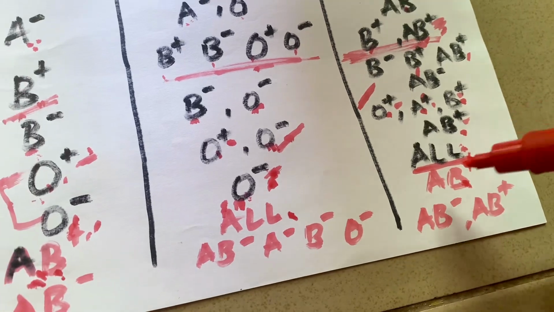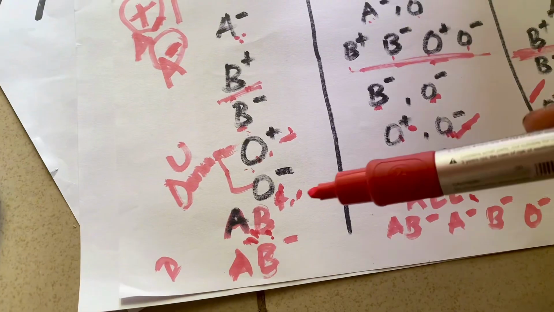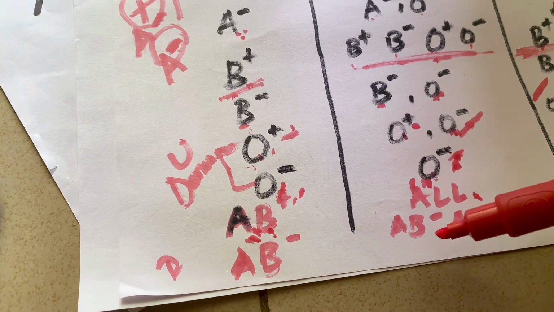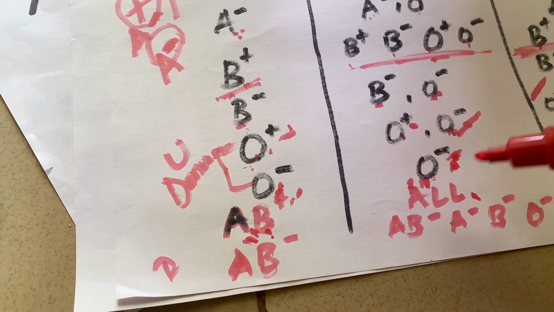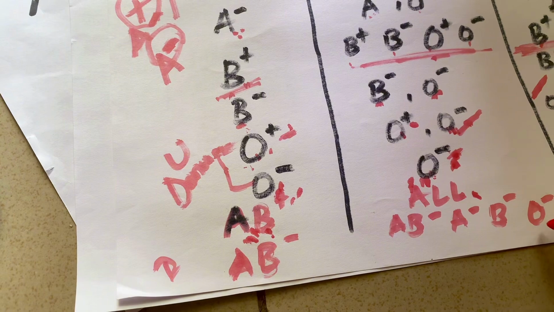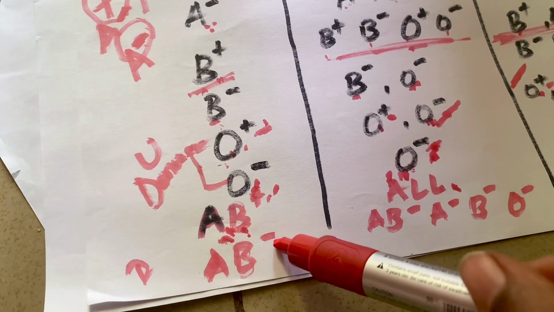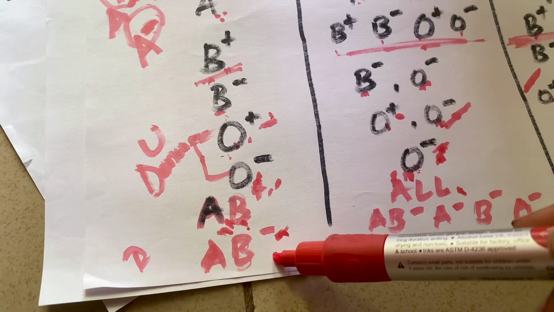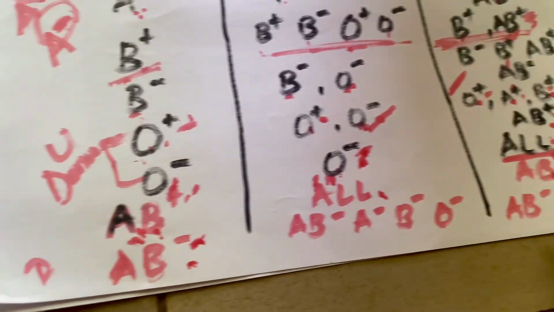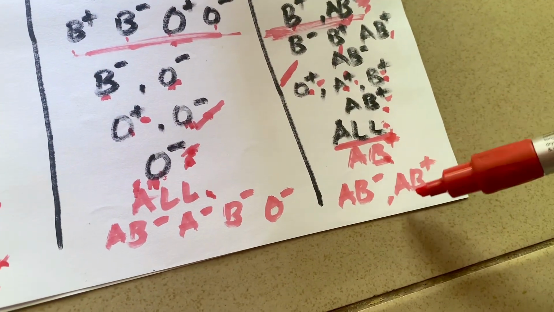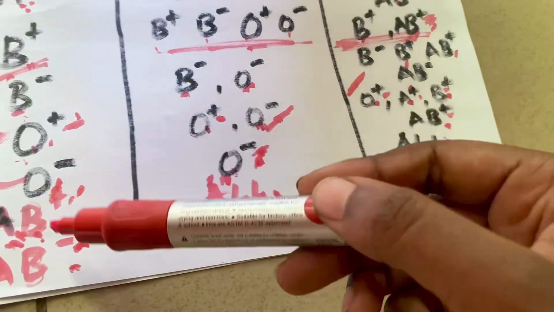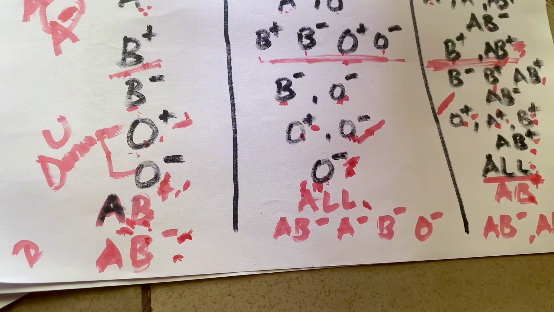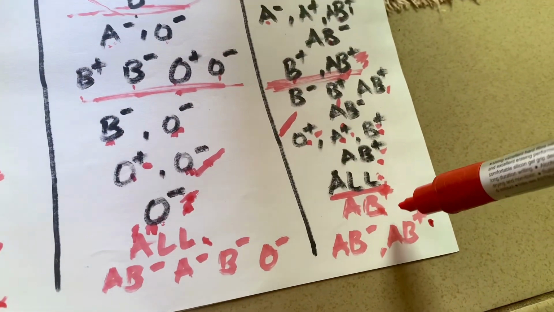AB positive can only donate to AB positive. When you come to AB negative, it can receive blood from AB negative, A negative, B negative, and O negative, because of the negative here. However, the AB negative can donate blood to AB negative and AB positive. So these ones here are universal recipients because they can receive blood from all but can only give to themselves.